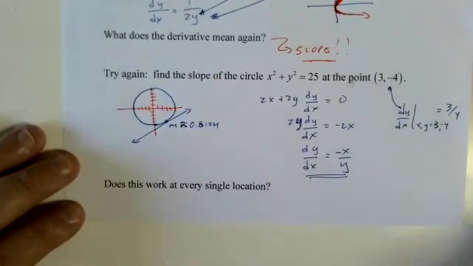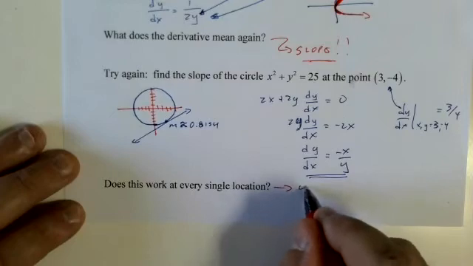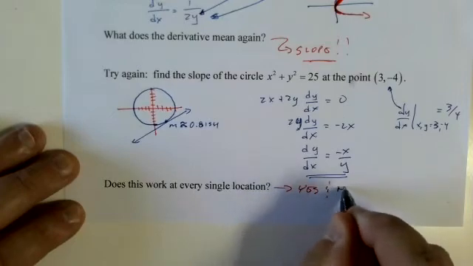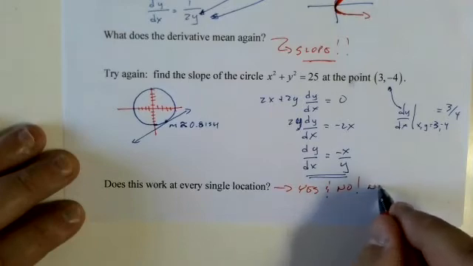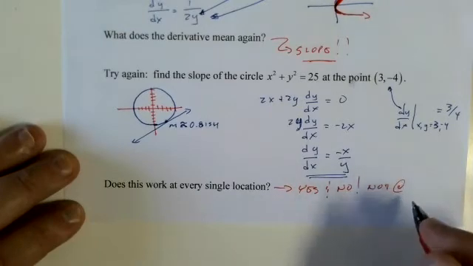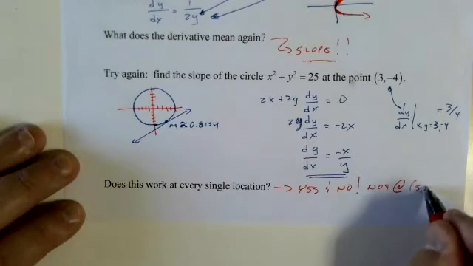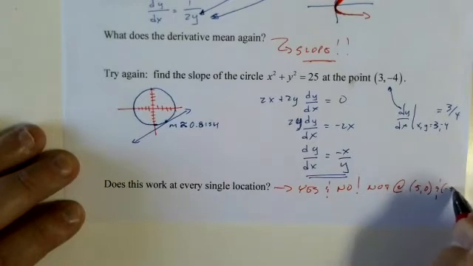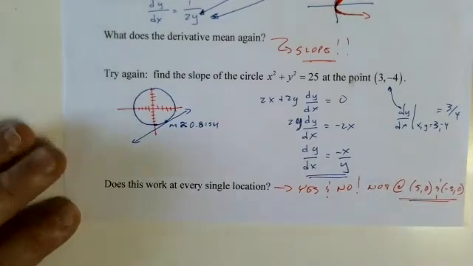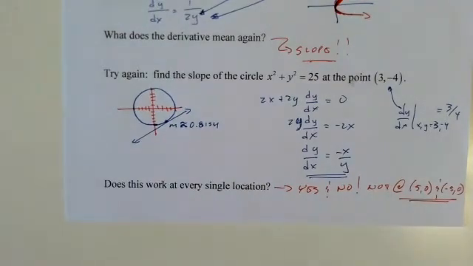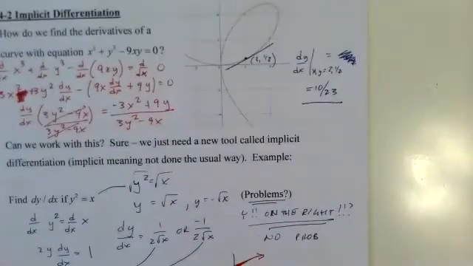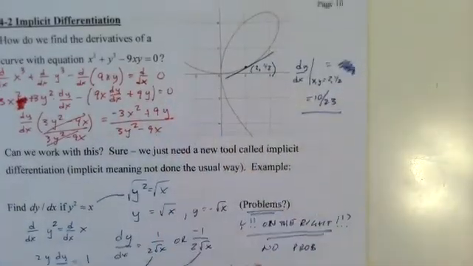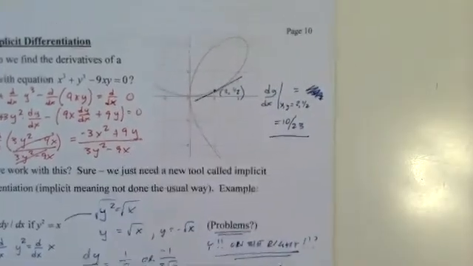And the answer is yes and no. Not at 5 comma 0 and negative 5 comma 0, because we're dividing by 0 and it's an undefined slope. But otherwise, it works beautifully. So how did I graph this? Where did I get that graph? Desmos.